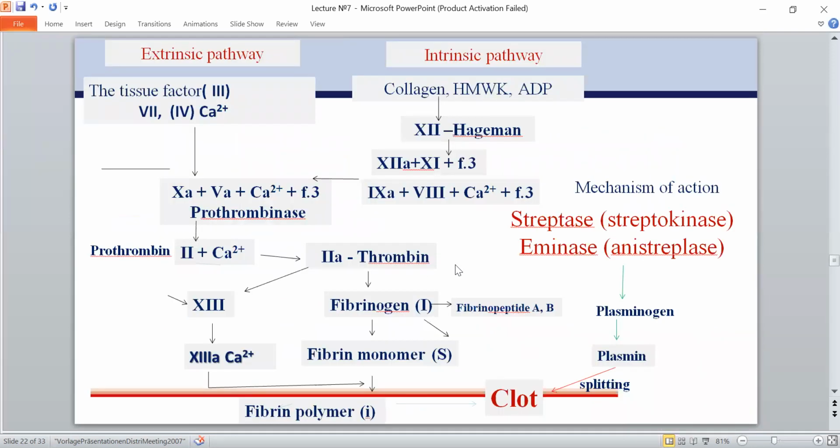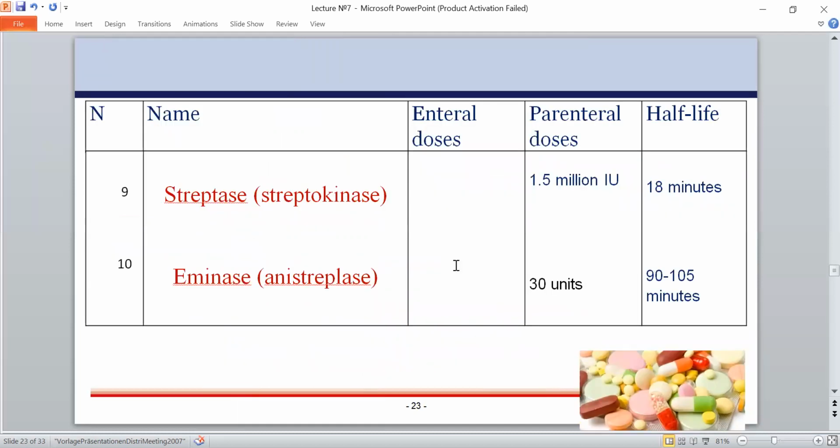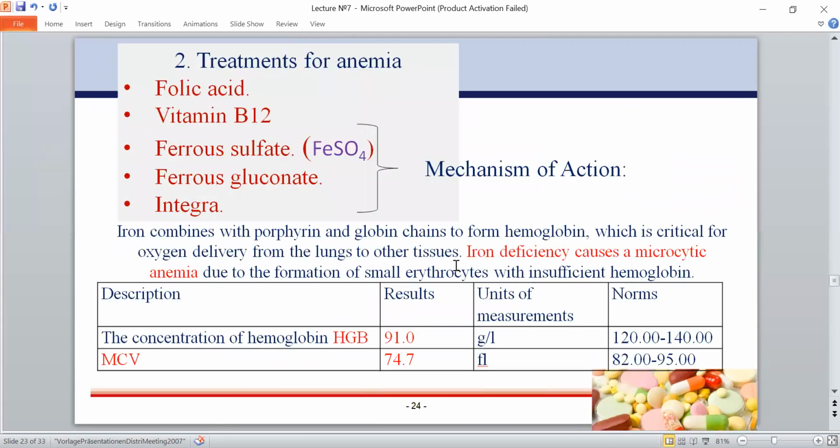And again, we have the extrinsic pathway and the intrinsic pathway. Streptokinase parenteral dose 1.5 million international units, half-life 18 minutes. Anistreplase 30 units parenteral, half-life 90 to 105 minutes.